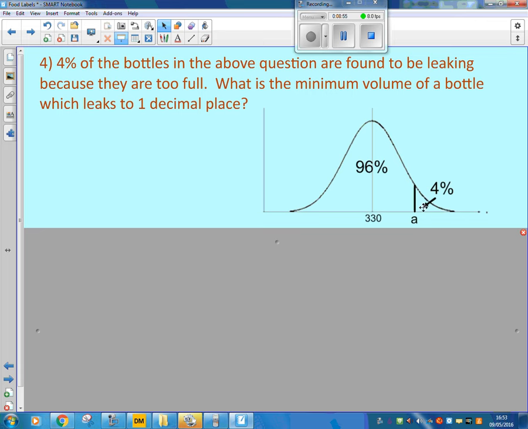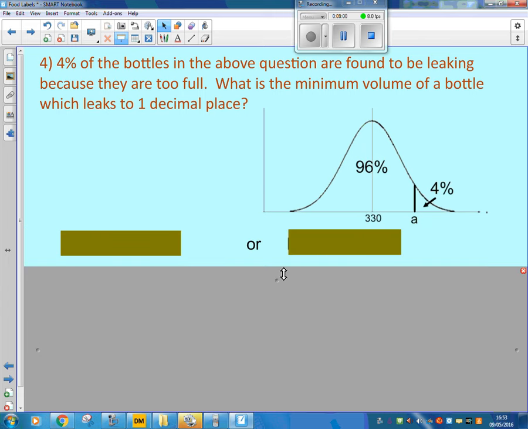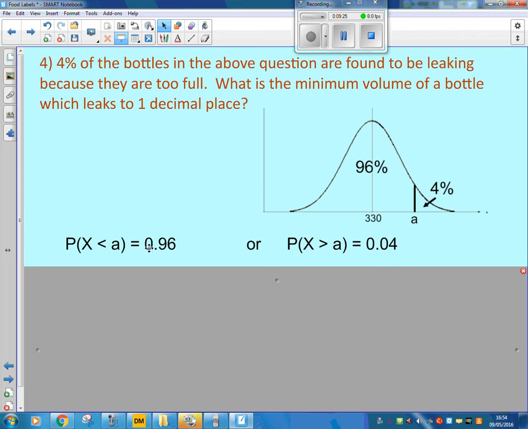Now I don't know what the value is this time. This time it's the other way around. I need to find that value, so I call it A. So my probability that x is less than A, well, I could do probability x is more than A as 4%, or probability less than A is 96%, because they're going to add up to 100%. So I can either do probability x less than A, 0.96, or probability x more than A is 4%, which is 0.04. It doesn't matter which of these I do. I prefer to do to the left, but it doesn't matter which.